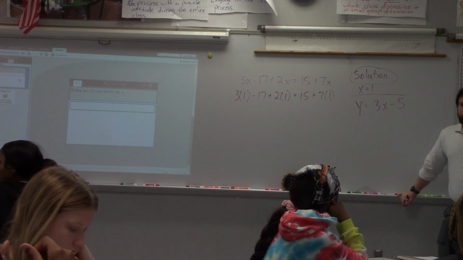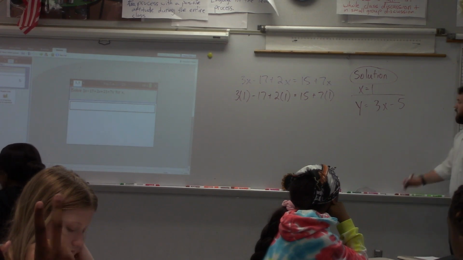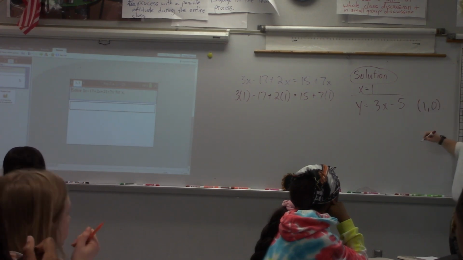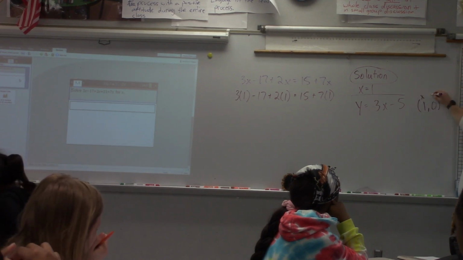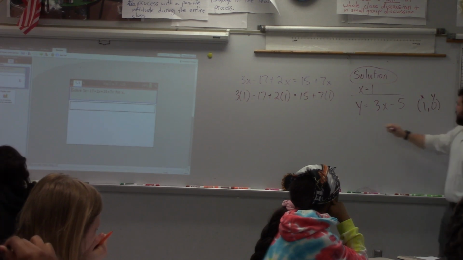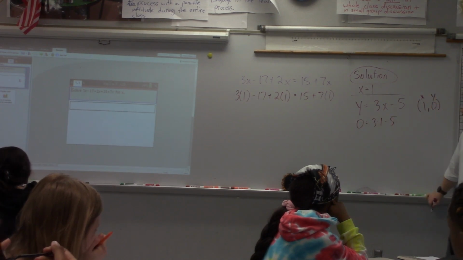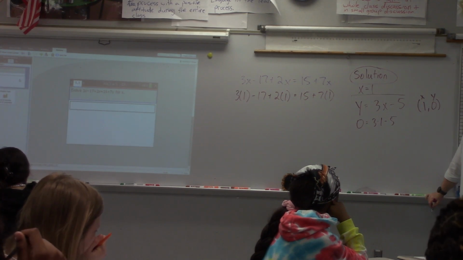Yeah. Does anyone know how many values I would need, though, to have a solution? 2. I would need 2. For instance, let's say I look at the point 1, comma 0. What could this 1 be substituted in for? And the 0 would be? So does 0 equal 3 times 1 minus 5? No. So is that a solution? No.